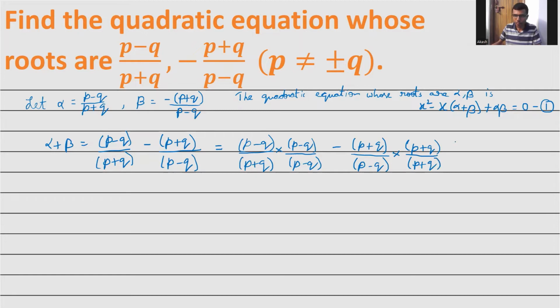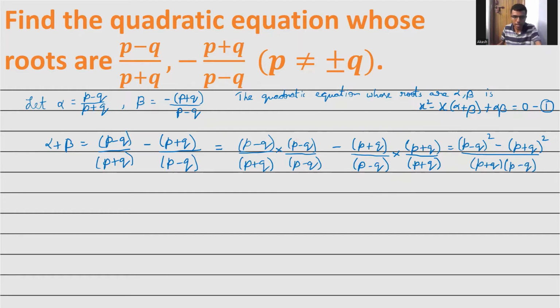Now listen. This is going to be (p minus q) into (p minus q), which is nothing but (p minus q) whole square, minus of (p plus q) into (p plus q), which is nothing but (p plus q) whole square, divided by the common LCM, (p plus q) times (p minus q).